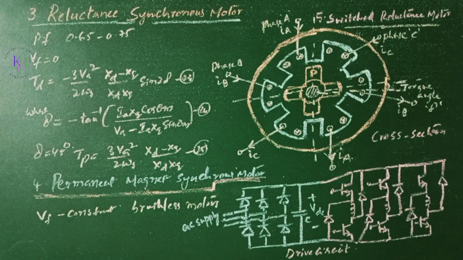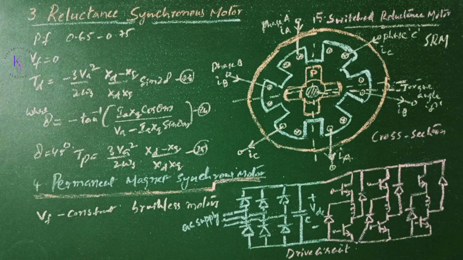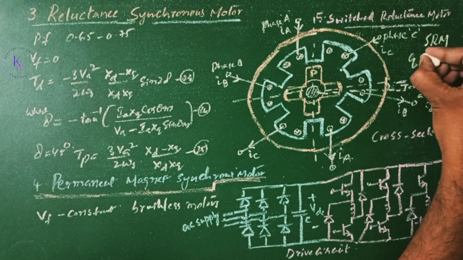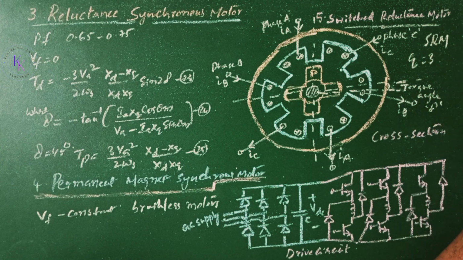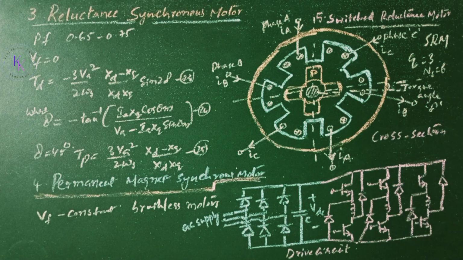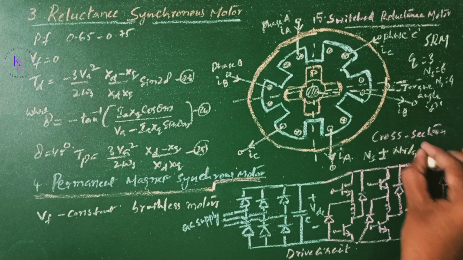Fifth one, switched reluctance synchronous motor. A switched reluctance motor, that is SRM, is a variable reluctance step motor. This is the cross-sectional view, and this has 3 phases, Q equals 3, with 6 stator teeth, Ns equals 6, and 4 rotor teeth, Nr equals 4. Nr is related to Ns and Q by Ns plus or minus Nr by Q.